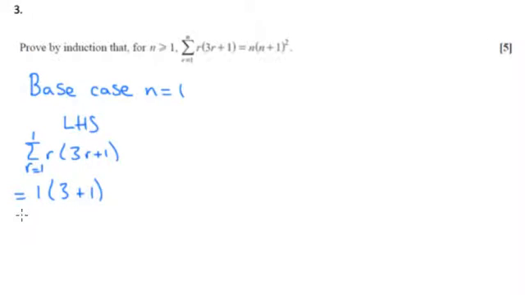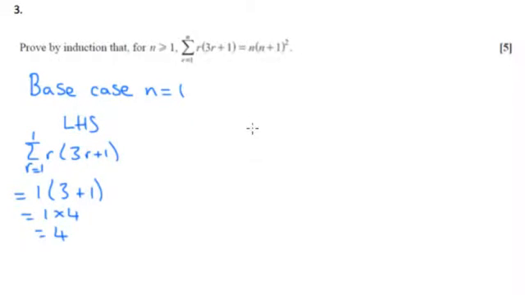So let's have a look. On the left hand side, we've got the sum of r equals 1 to 1. We're just going to have a 1 up here for the base case where n equals 1, which is r times, sorry, r bracket 3r plus 1. So that's going to equal, there's only going to be one term, so it's just when r equals 1. So we've got 1 times 3 lots of 1, which is 3, plus 1. So that's 1 times 4, which is 4.